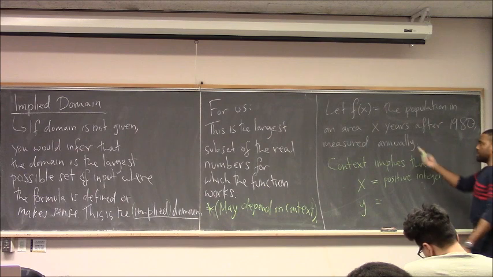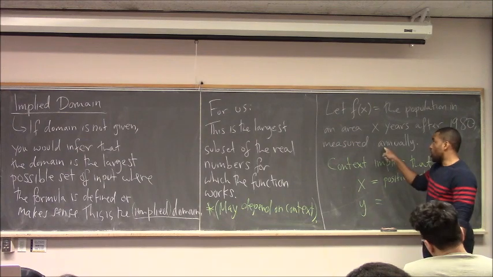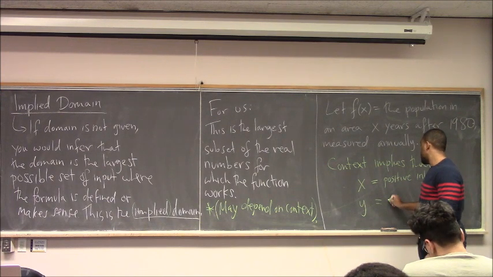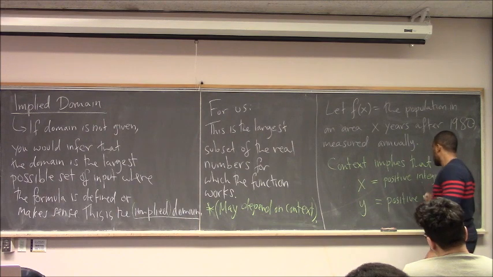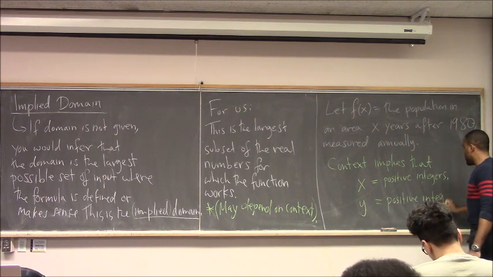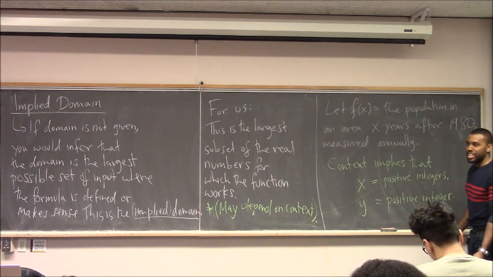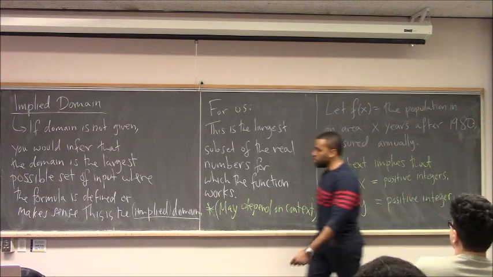It's measured annually, therefore the x value is going to be a whole number, which measures the amount of years after 1980. You would also assume y to be positive integers, because your output would be the number of people. You can't have pi people in an area. You can't have 3.14 people live here. You should expect it to be a whole number.